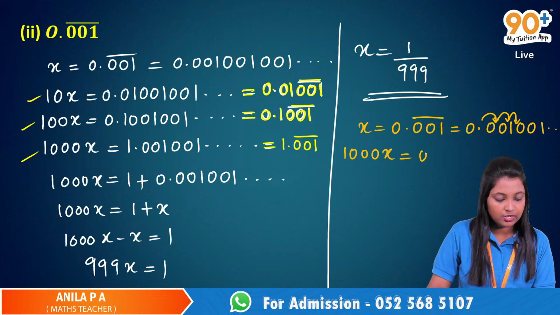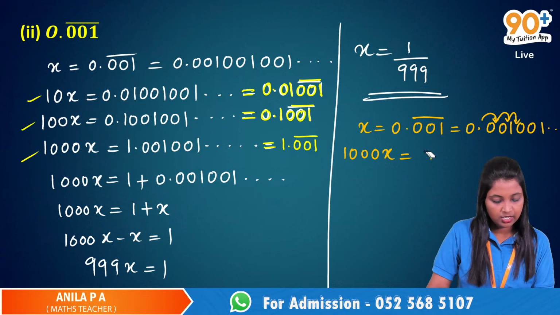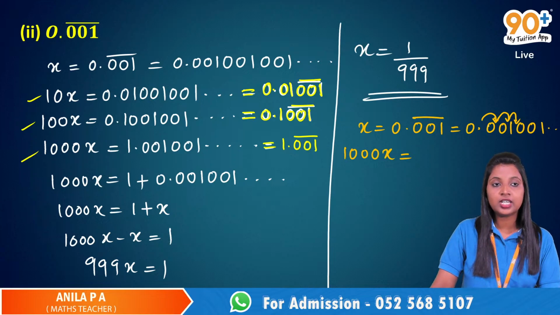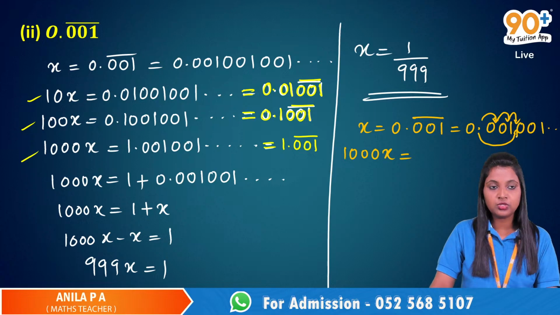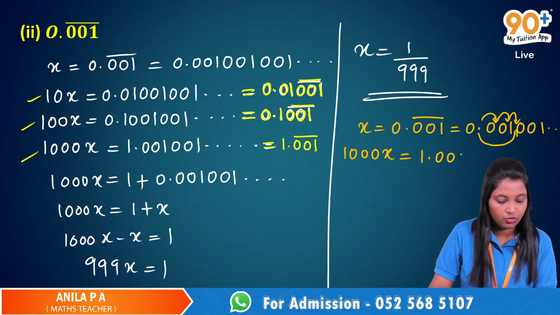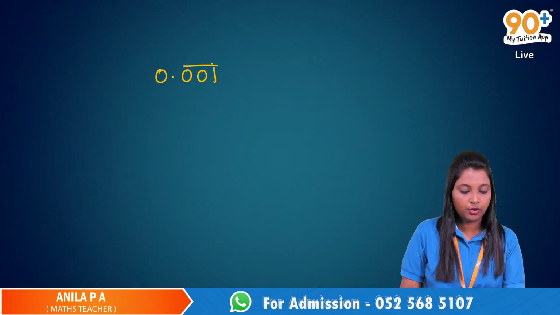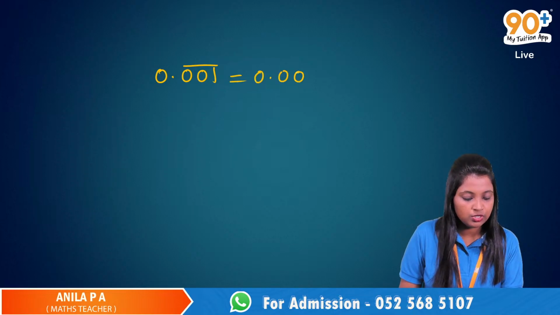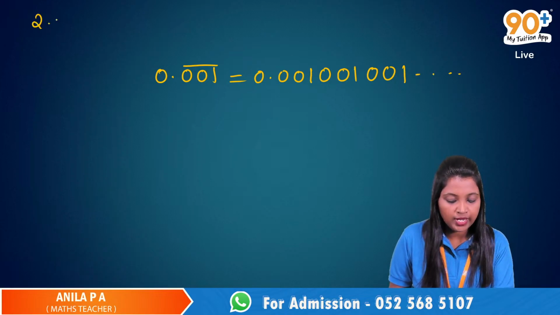It was 0.001. We are shifting the decimal, so this decimal will come here. So it is 1.001. Did you get it? See, the question is 0.001 bar, or that is 0.001001001, like that, etc.